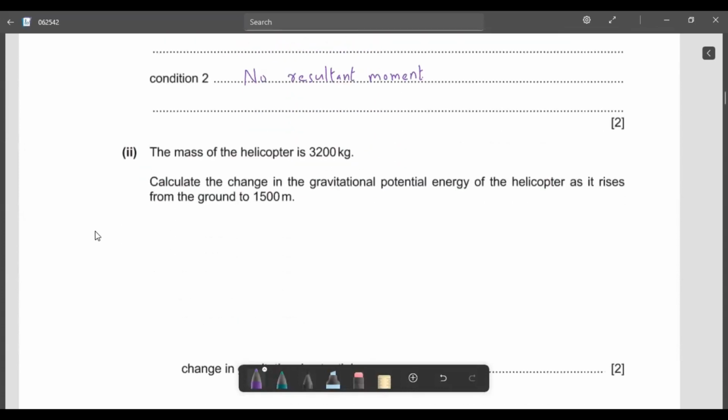Next, the mass of the helicopter is 3,200 kilogram. Calculate the change in gravitational potential energy of the helicopter as it rises from the ground to 1,500 meter. The change in gravitational potential energy can be written as mass into gravity into change in height. Here mass is given as 3,200 kilogram, gravity is 9.8 and the change in height is 1,500 meter.